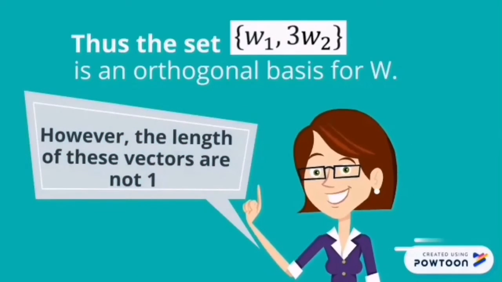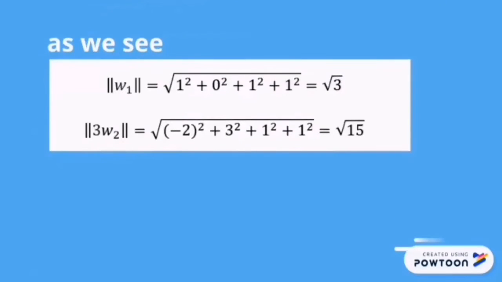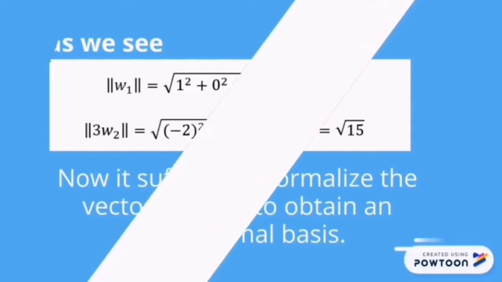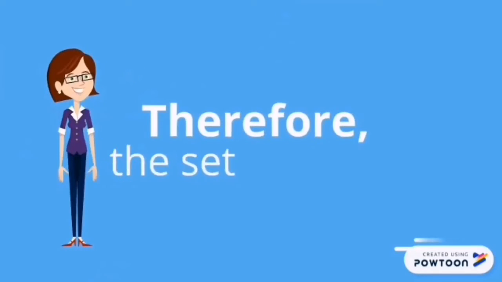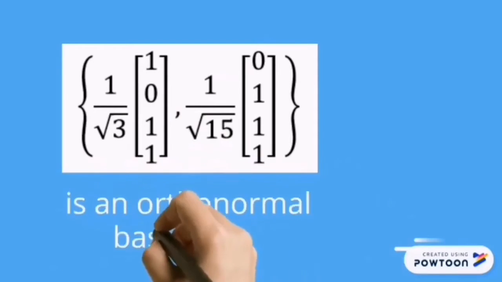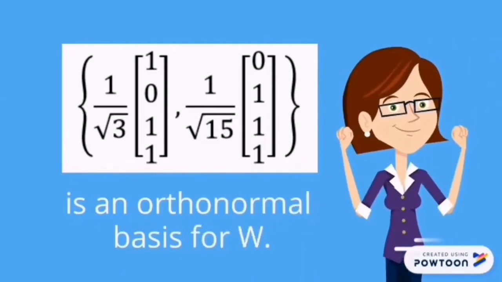However, the lengths of these vectors are not 1. As we see, the length of vector W1 equals root 3 and of 3W2 equals root 15. Now it suffices to normalize the vectors W1 and 3W2 to obtain an orthonormal basis. Therefore, the set 1 over root 3 (1, 0, 1, 1) and 1 over root 15 (-2, 3, 1, 1) is an orthonormal basis for W. And we're done!